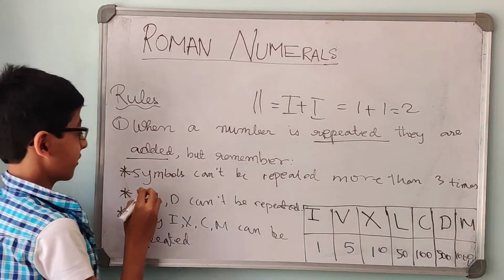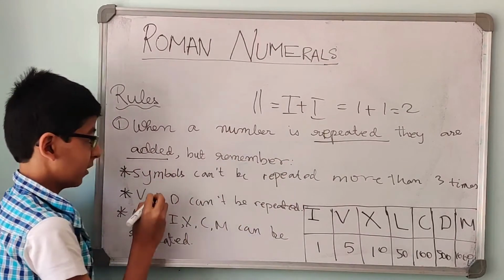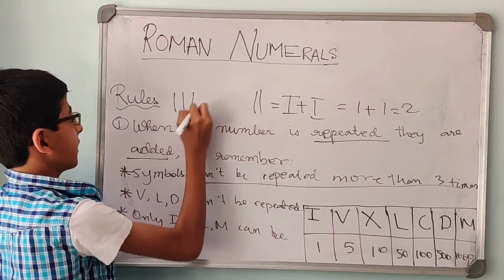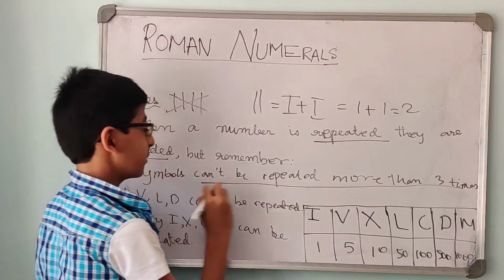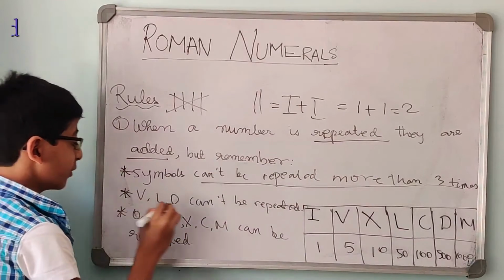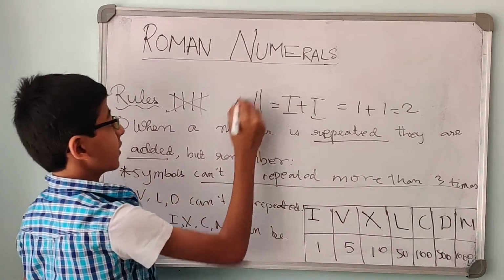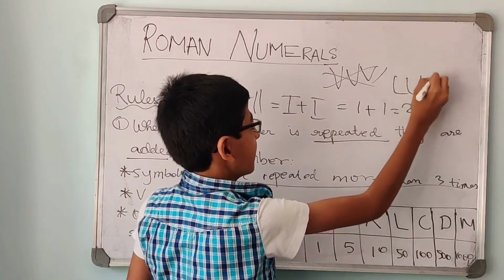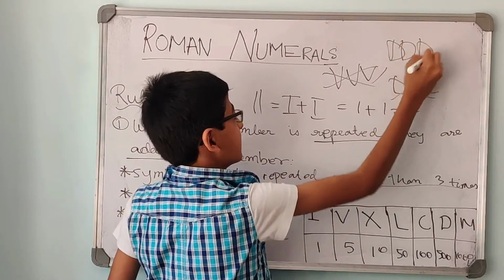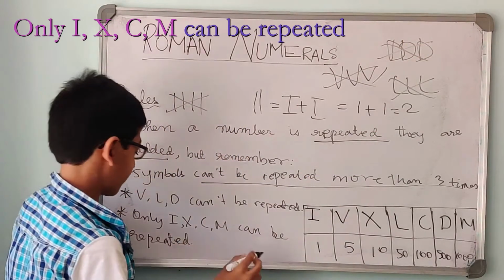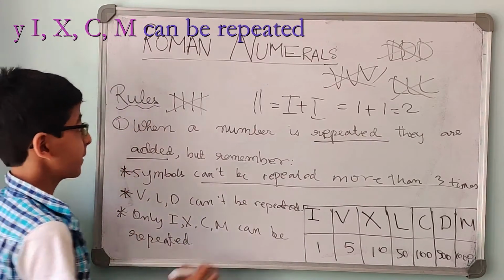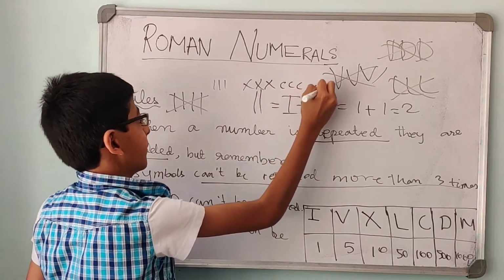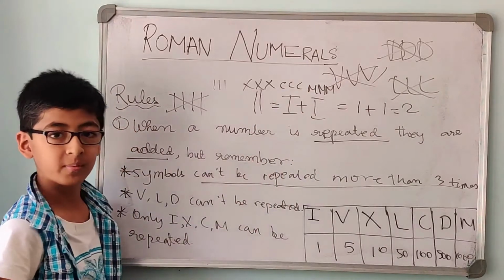Now there are a few points that we should remember. Symbols can't be repeated more than 3 times. So we can't repeat I 4 times. This is not allowed. Now V and D cannot be repeated. Like how we repeated I, we can't repeat V, nor can we repeat L or D. So only I, X, C, M can be repeated.